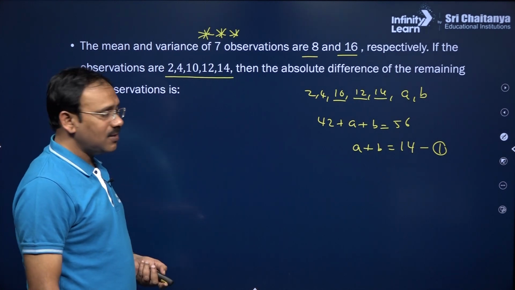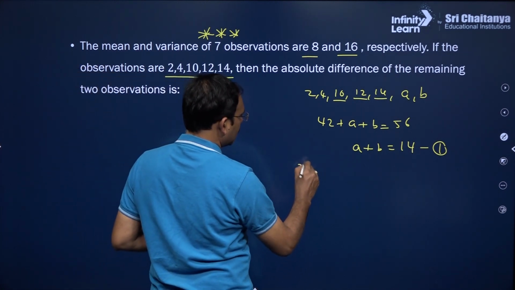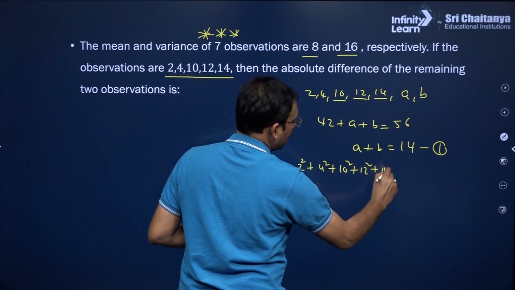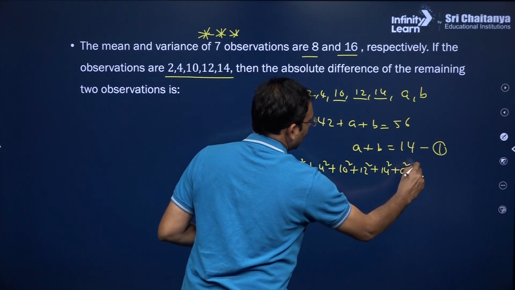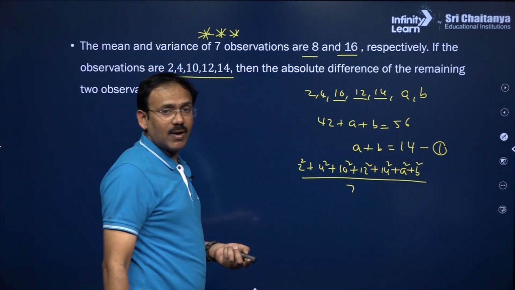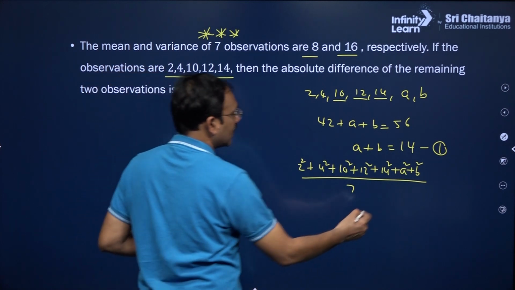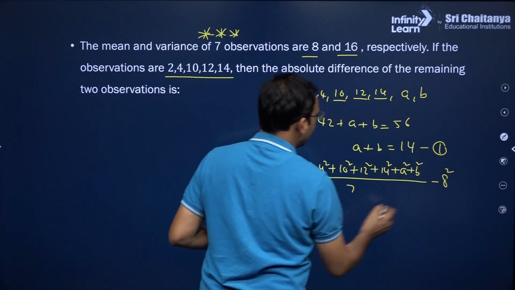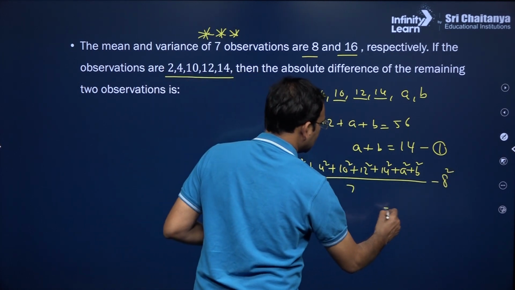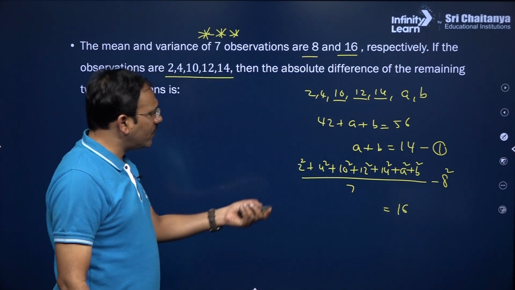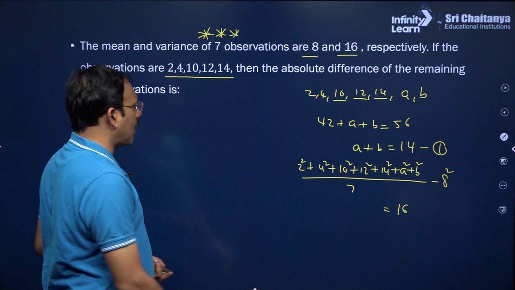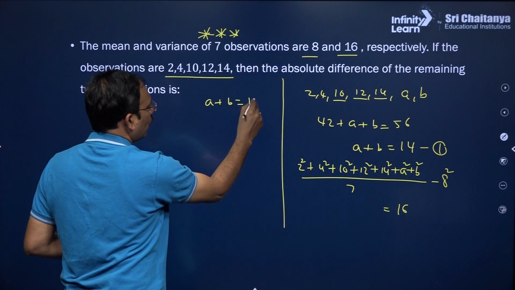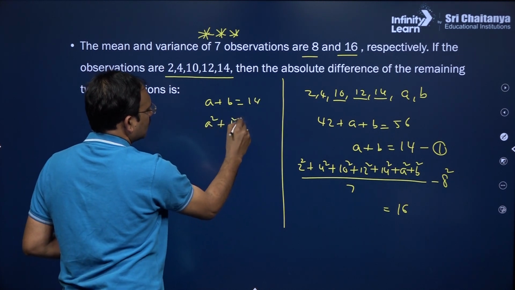Now variance means sigma xi square by n minus average square. That is 2 square plus 4 square plus 10 square plus 12 square plus 14 square plus A square plus B square, by 7, minus the average square. The average is already given as 8, for 7 items, so 8 square; the variance is 16, from which you will get A square plus B square. I am not going to solve it fully. If you simplify, you got A plus B is equal to 14, and you will get A square plus B square is equal to some number.